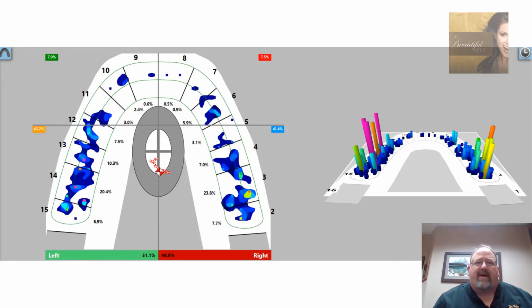And I think doctors need to know about it, because after you've been doing this long enough, you start to discover some of the things that we were taught in dental school don't really quite work out the way we learned it.